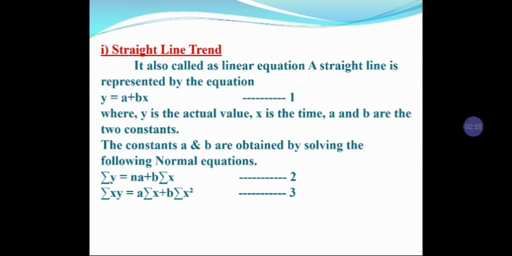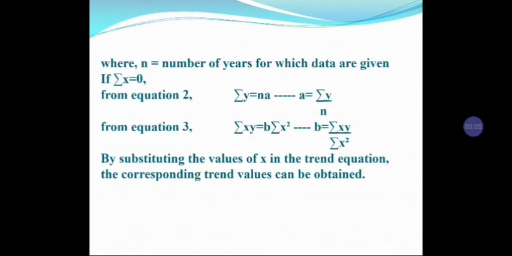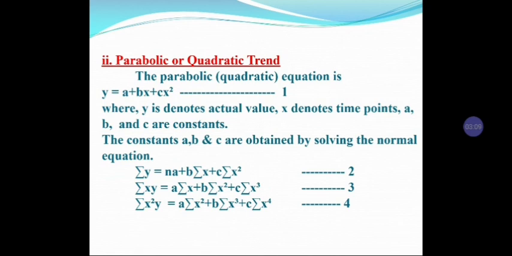Okay, the first method is the straight line method, where you will have y is equal to a plus bx. Y is the actual value, x is the time, and a and b are constants. I will explain in detail how we will obtain all of these. Next is the parabolic or quadratic trend.